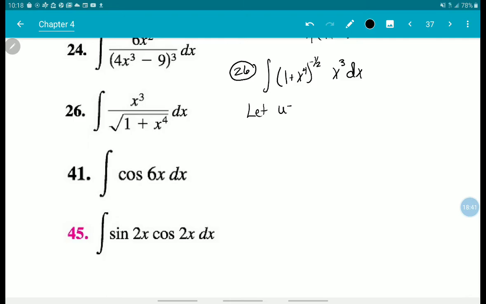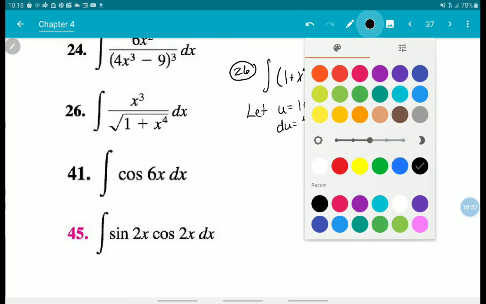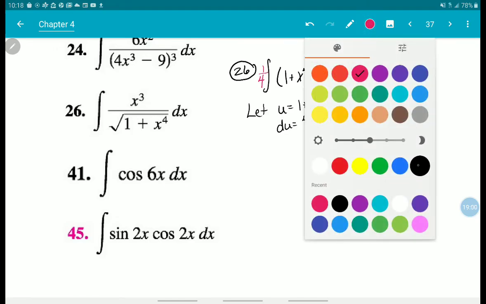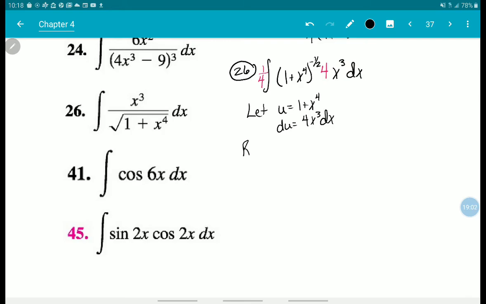So u is the inside function. Du is 4x cubed dx. We are missing the 4. We can multiply it in as long as we compensate with a 1/4. So in our rewrite, we have 1/4 times the integral of u to the negative 1/2 du. All of that piece is now du. So it gets absorbed. The x cubed gets absorbed as du.